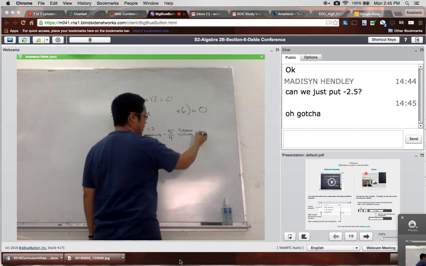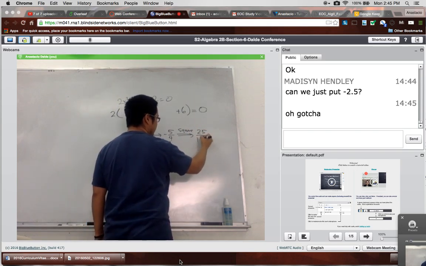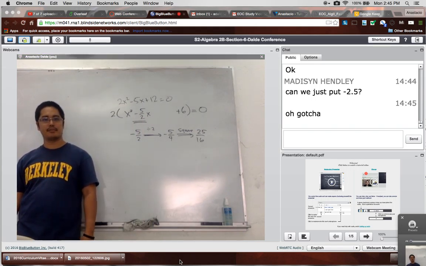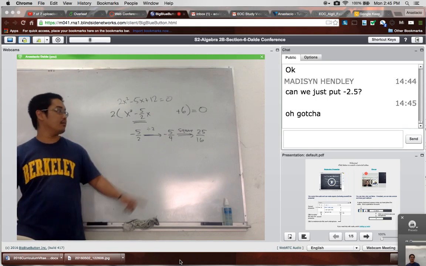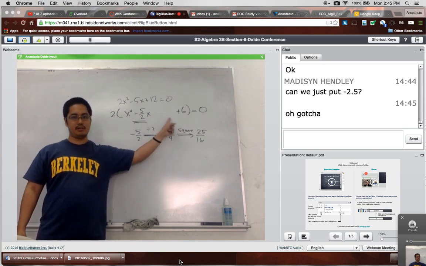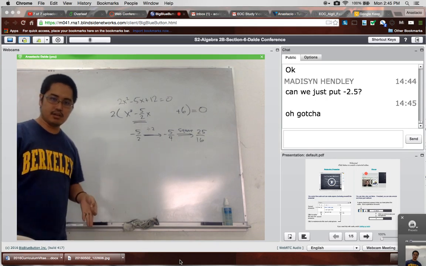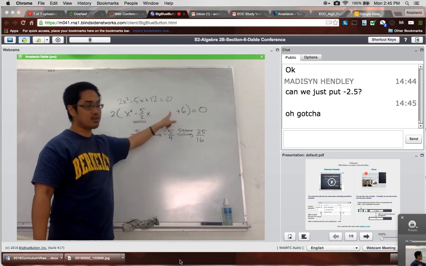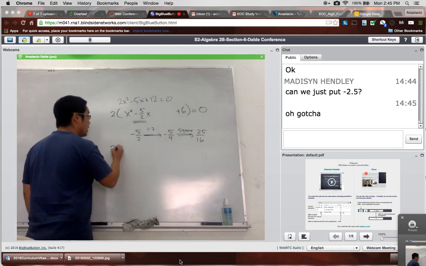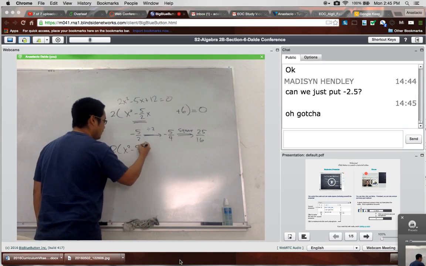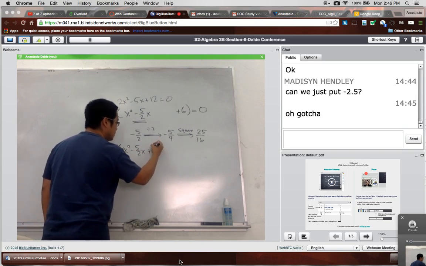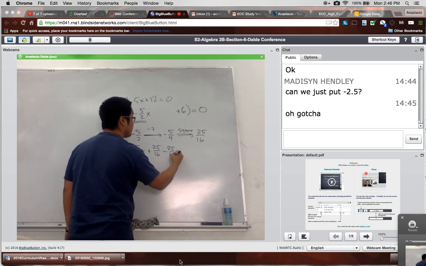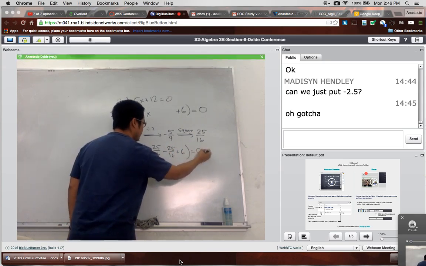So that would be positive 25/16. Okay? Notice how I put a big space in between here. The reason being is because you're going to take this magic number 25/16, you're going to add it and subtract it in here. Let me just write that down. 2x squared minus 5 halves x plus 25/16 minus 25/16 plus 6 equals 0.